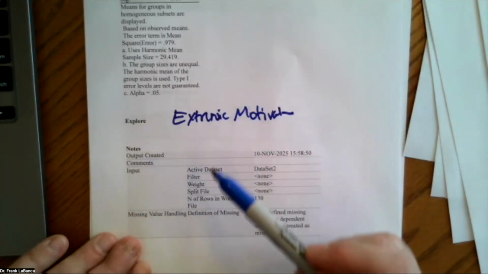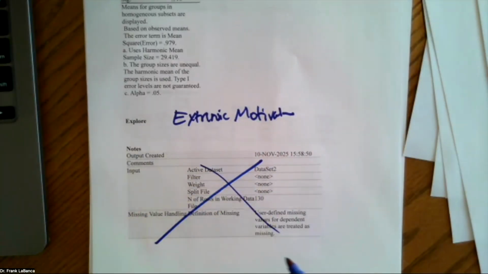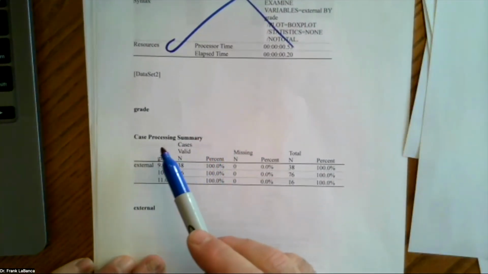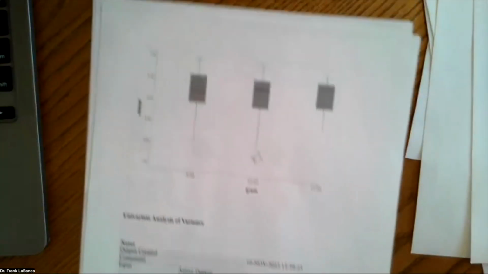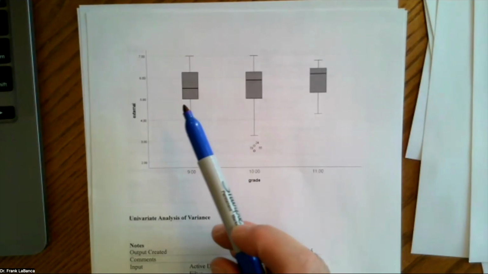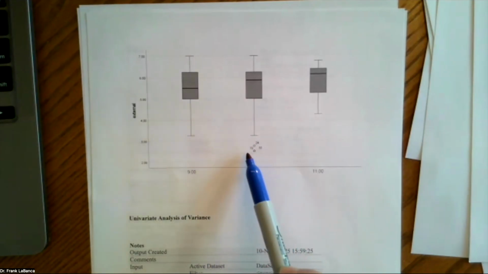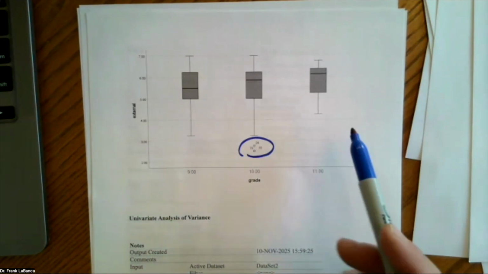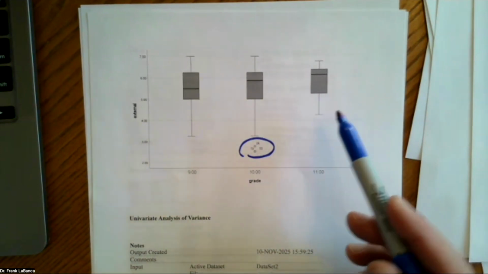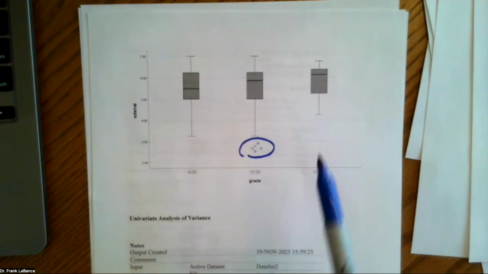Now we're going to do the extrinsic motivation. Again, it starts with the way the computer's calculating information, so we get rid of that. The case processing summary sets us up for the box and whisker, so we don't need that. Then we have the box and whisker. Again, we have these outliers. We're not going to worry about those because it doesn't matter right now if it passes all the other tests. So this we can look at for descriptive purposes. Gee golly, they look similar.